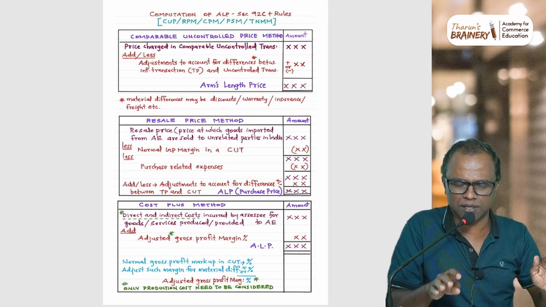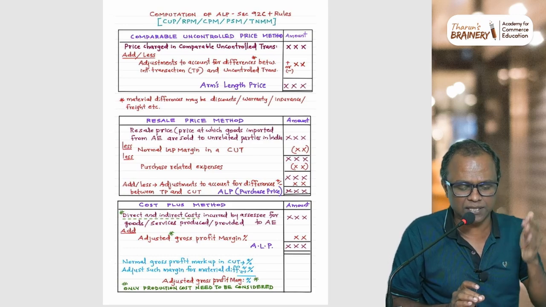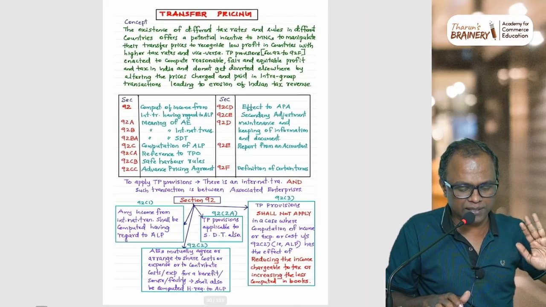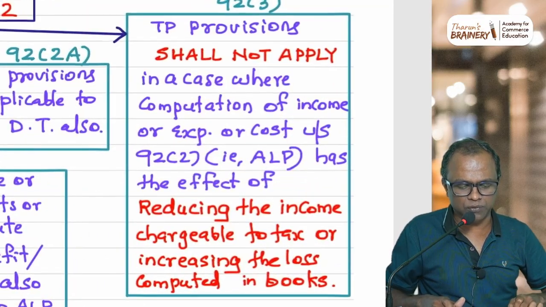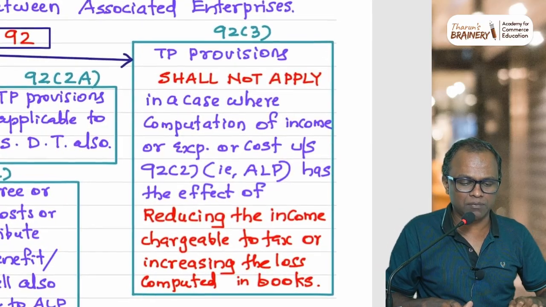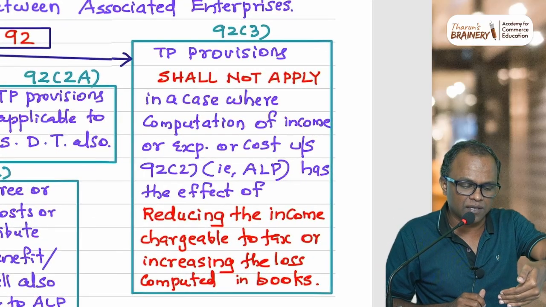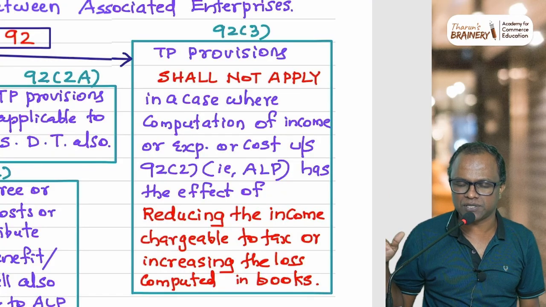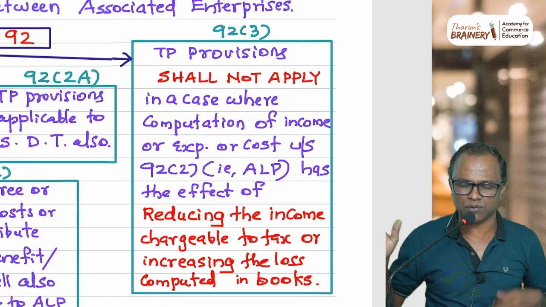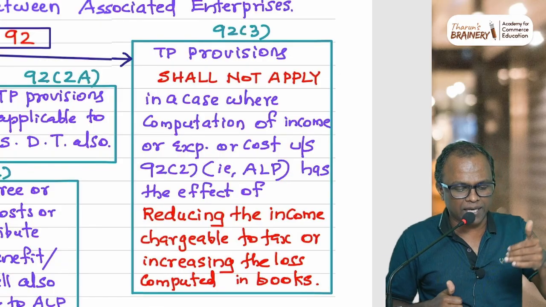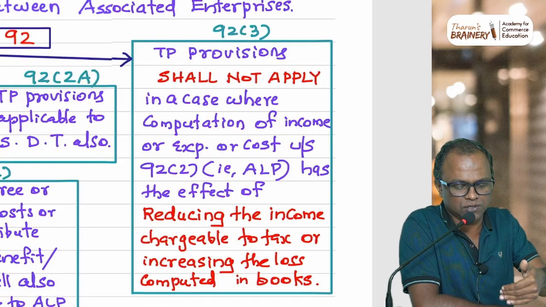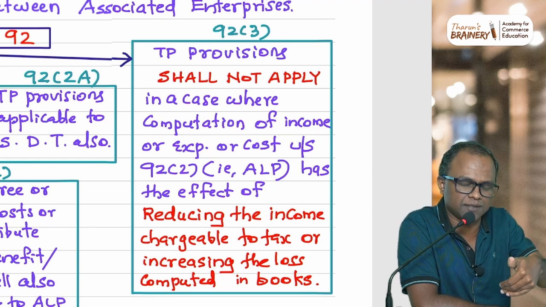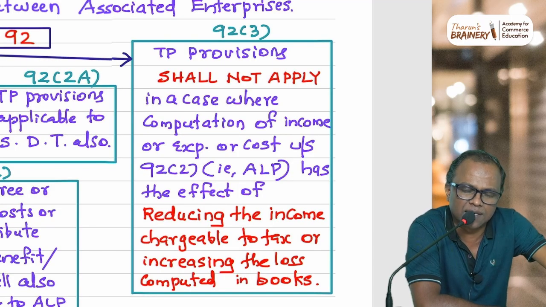Now we are moving to the computation methods. So you can straight away go to the methods. These are the primary theory you have to keep in mind. And one more thing is very important. This provision is very important. Sometimes we will do a problem and only at the end of the problem will we get the idea that section 92(3) is applicable. Then stop that computation and conclude transfer pricing provisions are not applicable. So when? In a case where computation of income, expense or cost as per ALP has the effect of reducing the income chargeable to tax. So already the assessee declared income of 1 crore.